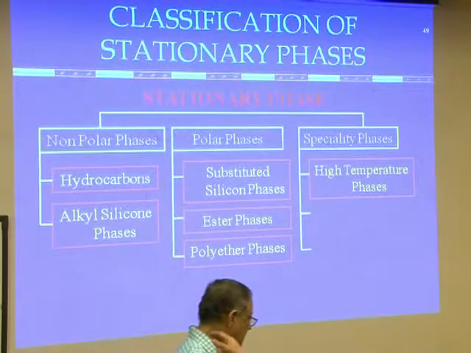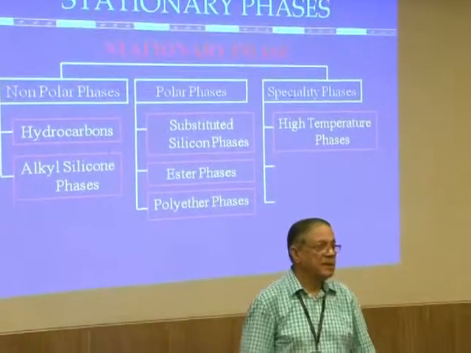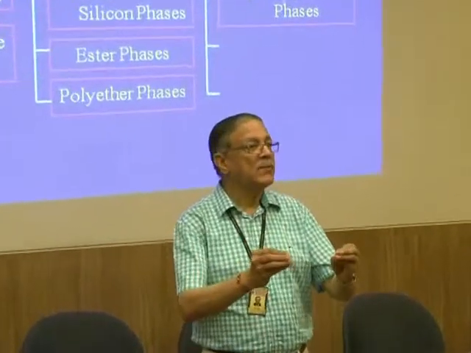Sometimes you require a stationary phase to separate solutes at, let us say, 350. Not always, but some solutes are there which can be separated only at that high temperature. Now, if you want to separate at that temperature, your liquid phase must be thermally stable. It should not have vapor pressure at that temperature. Otherwise, along with the solutes, the vapors of the stationary phase also will come out.